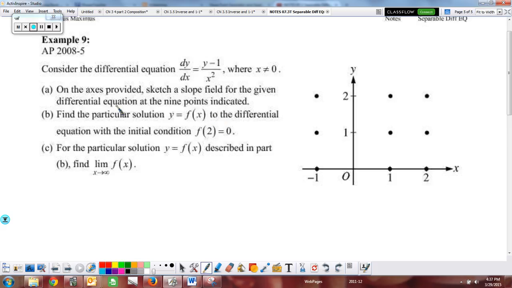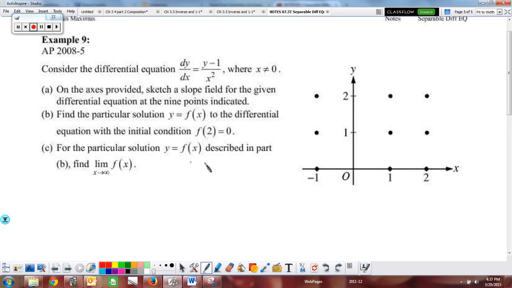But what we do know is that we want to do a slope field. And then we want to find a particular solution, because we're going to have to separate and integrate and then plug in and find the constant. And then for this particular solution that we found in part B, we're going to do a limit and see what happens.